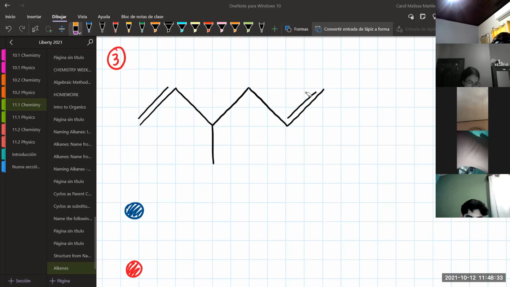Okay, here I'm going to ask you something before I go into the exercise. Is this the parent chain? No. Exactly. It is not the parent chain because a condition is that the parent chain must contain the double bonds. So the parent chain for this example must include all the double bonds that are in the structure. So this has to be the parent chain.